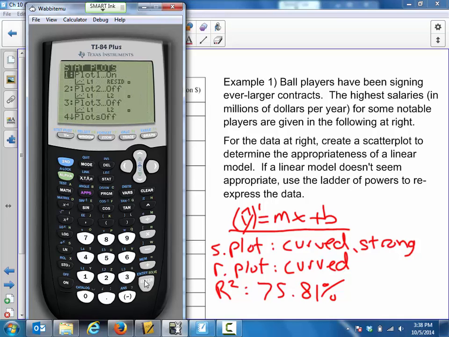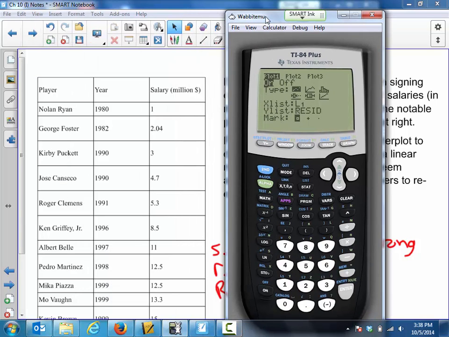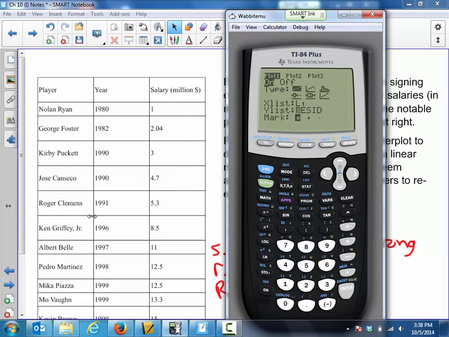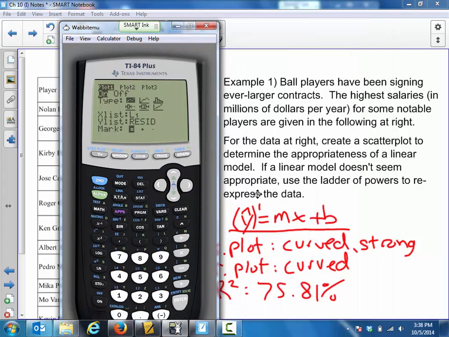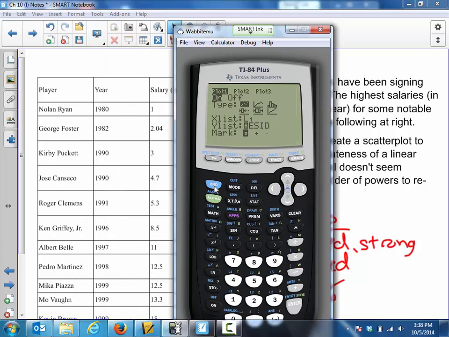Okay, let's see if this re-expression has fixed anything. We're going to go back to the scatter plot. That's always where you start. The X list has not changed. I took the log of salaries. I did not change my year, so L1 is the same. Now I don't want resids. That would be the resids of the original model that I was building from. I just stored the log of my y values in L3. We'll hit enter on that. We'll do another zoom stat, and voila, we've got a much straighter scatter plot.